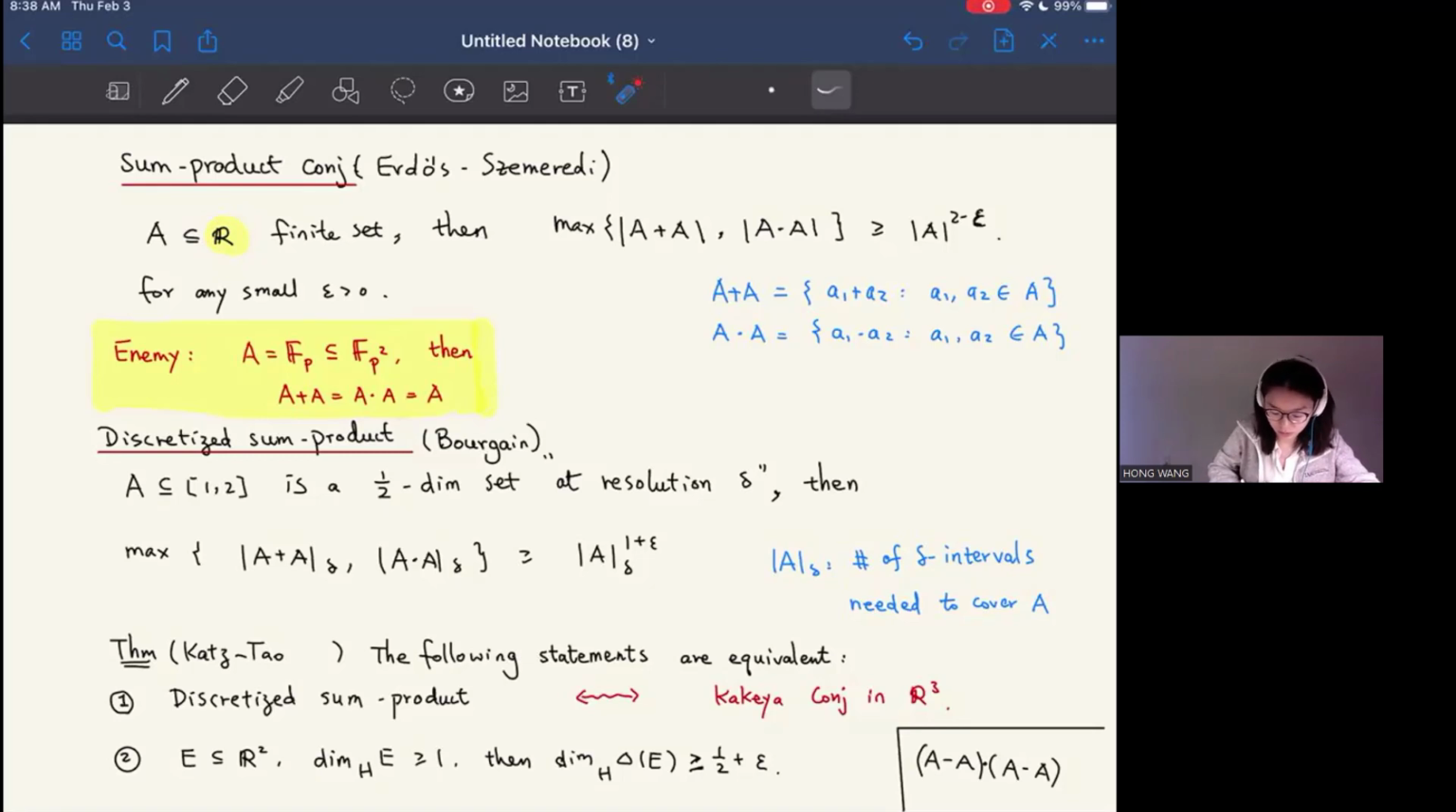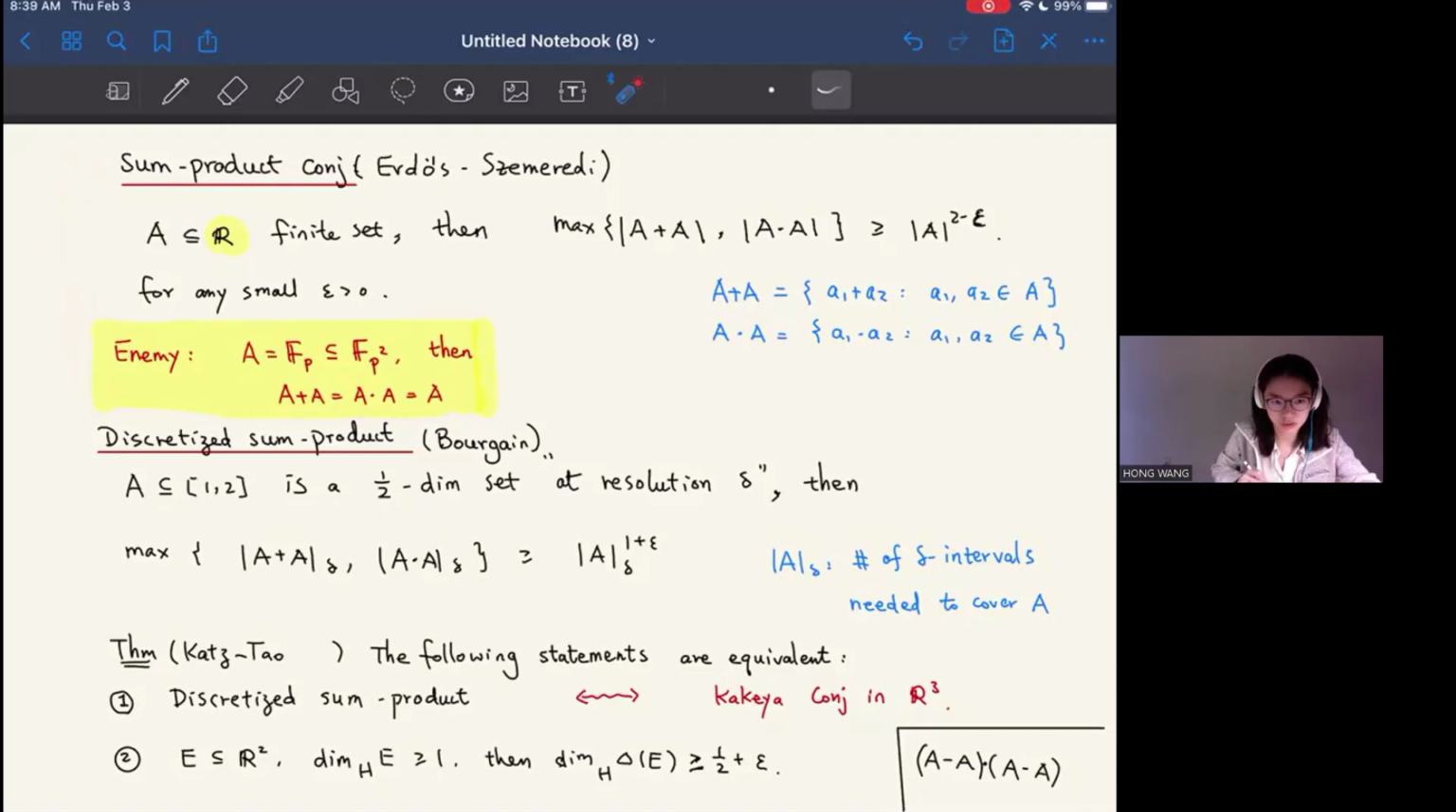For example, if A equals Fp inside the field Fp squared, then we know that A plus A equals A times A equals A. So this whole conjecture breaks down. So this is a very discrete problem.